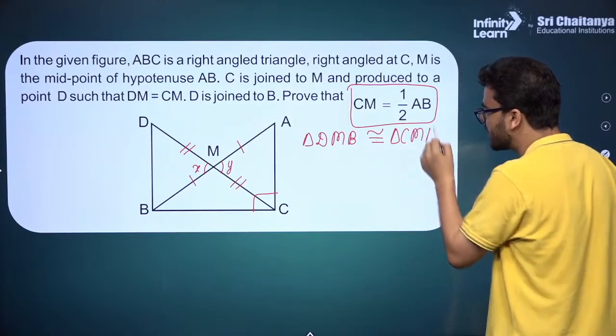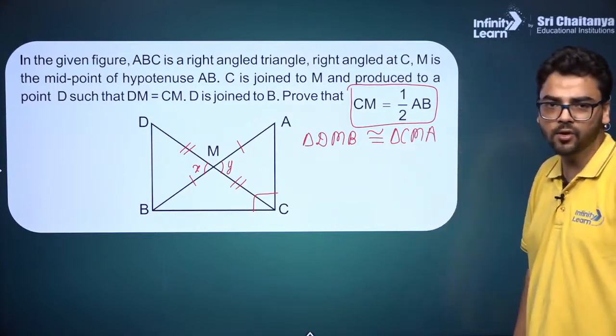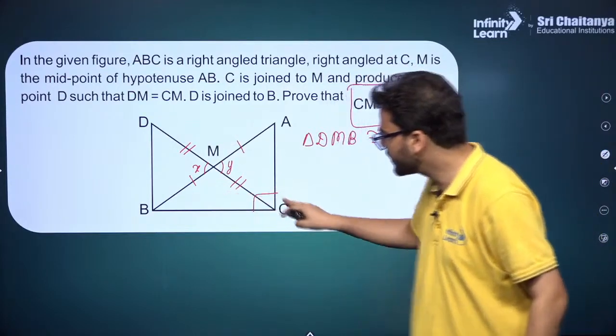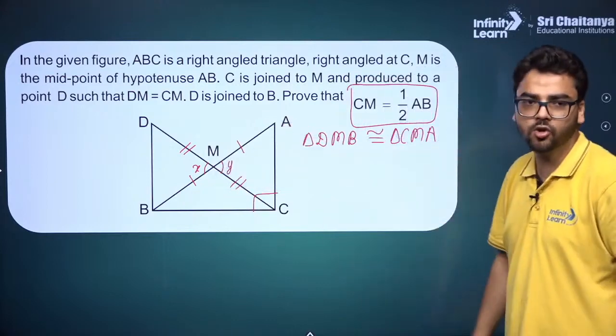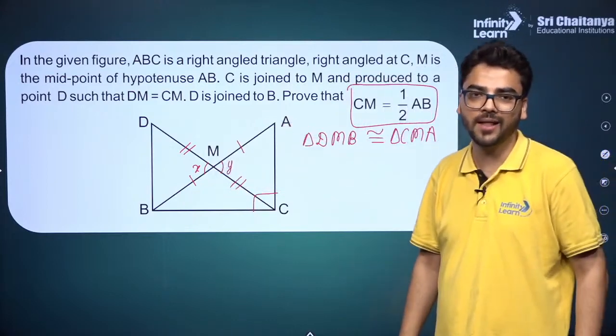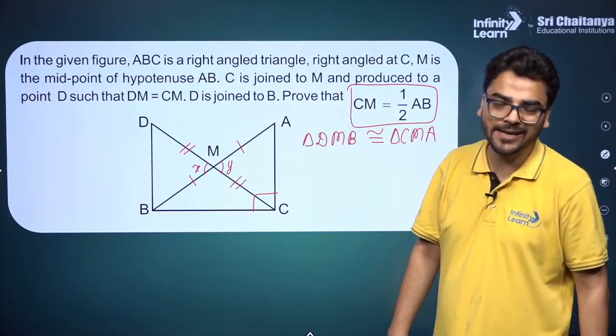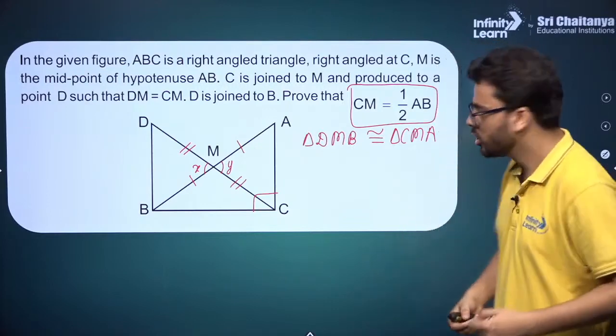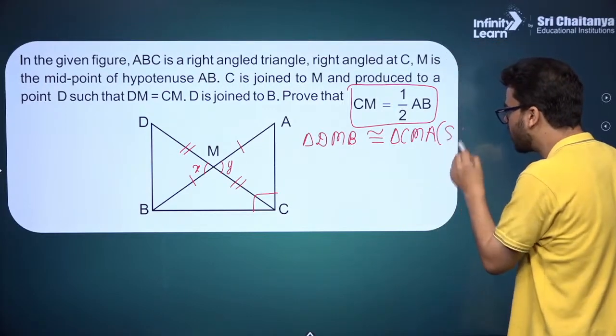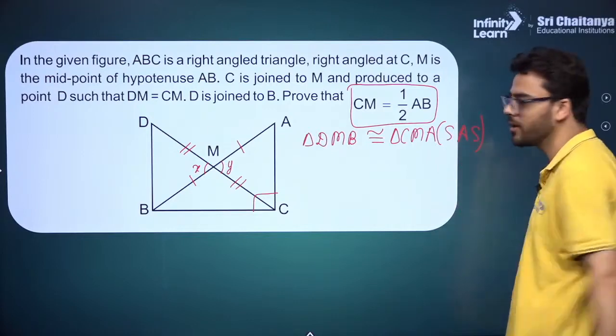By which congruency criterion are they congruent? Can you tell that? DMB is congruent to CMA. By which congruency criterion are they congruent? I'm not writing everything. I hope you understand that. So they are congruent by SAS congruency criterion.